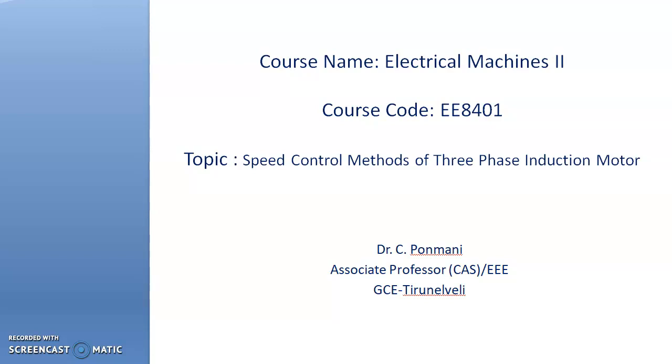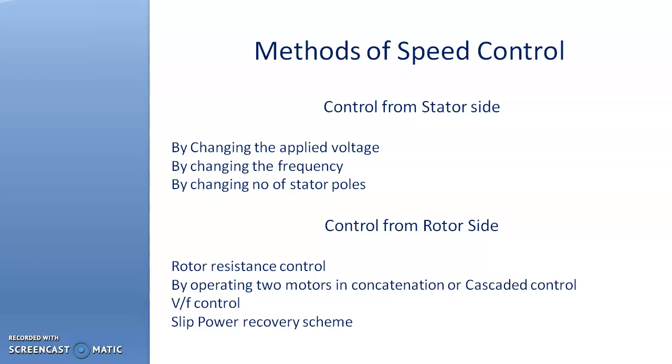Good morning, students. Today we are going to discuss the topic speed control methods of three-phase induction motor. So these are the methods of speed control applied from stator side of induction motor. So they are by changing the applied voltage, by changing the frequency, by changing the number of stator poles, and the control from rotor side.